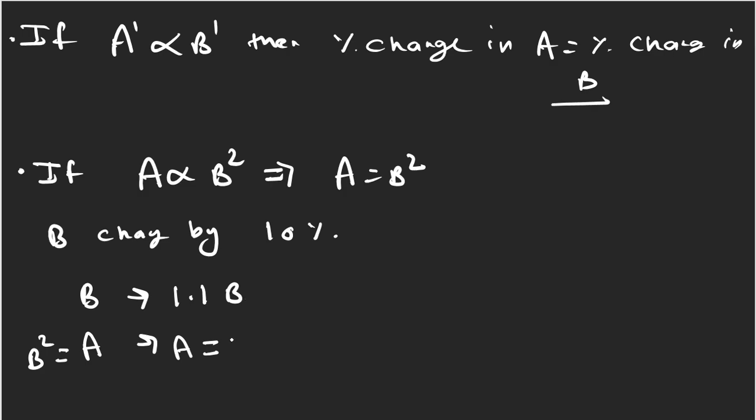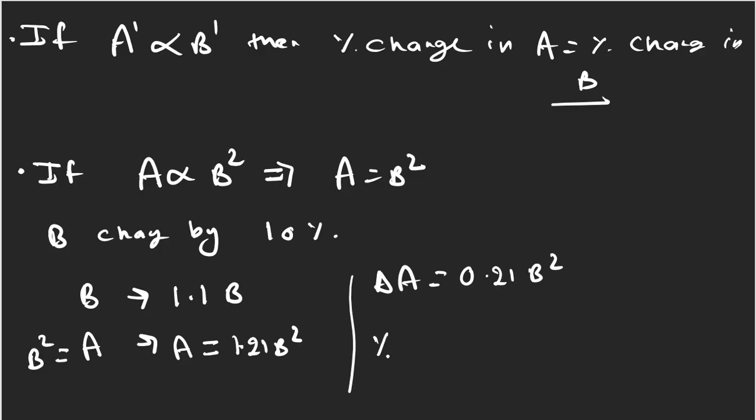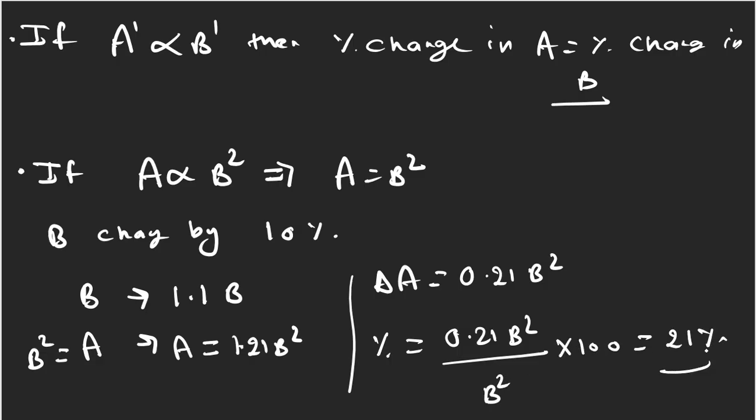which will be 1.21 b square. Now when we calculate the change in A, it will be 1.21 b square minus b square, which is equal to 0.21 b square. When we calculate the percentage change, it will be 0.21 b square divided by the original value of A. We are calculating the change in A, so we take the original value of A, which is b square, and multiply by 100, which is equal to 21%. So it will change by 21%.